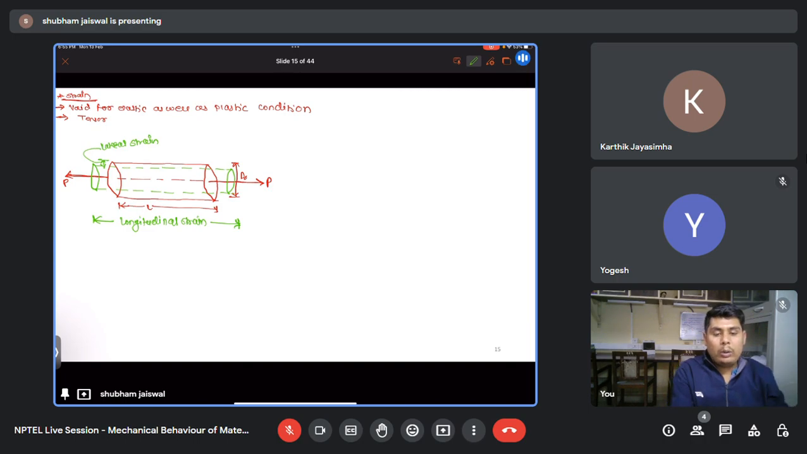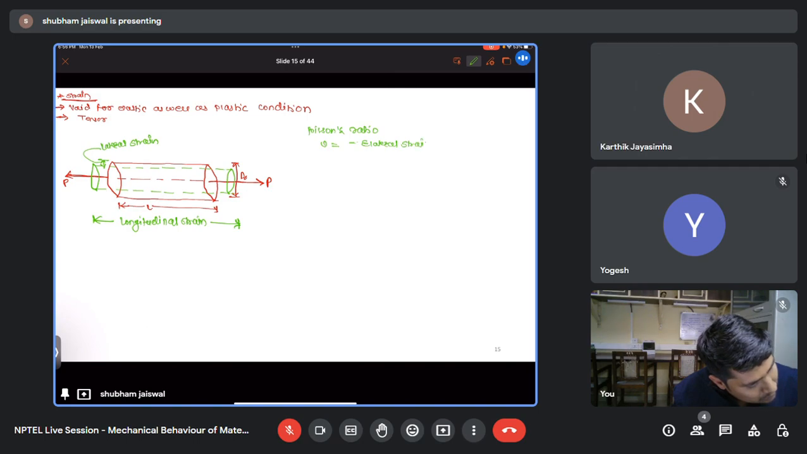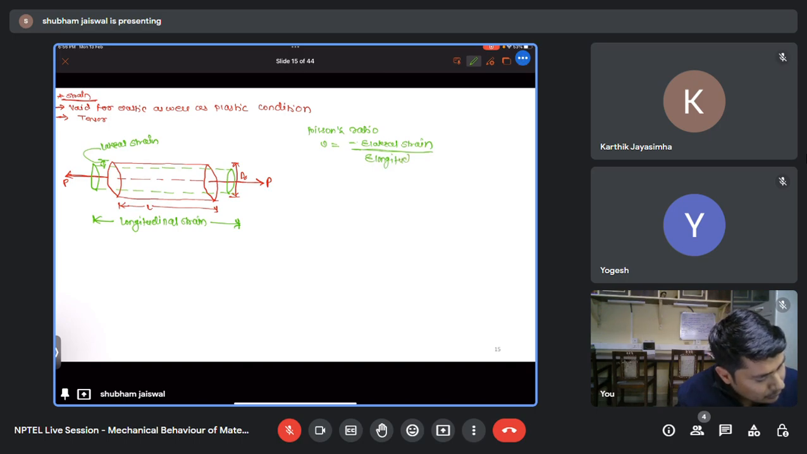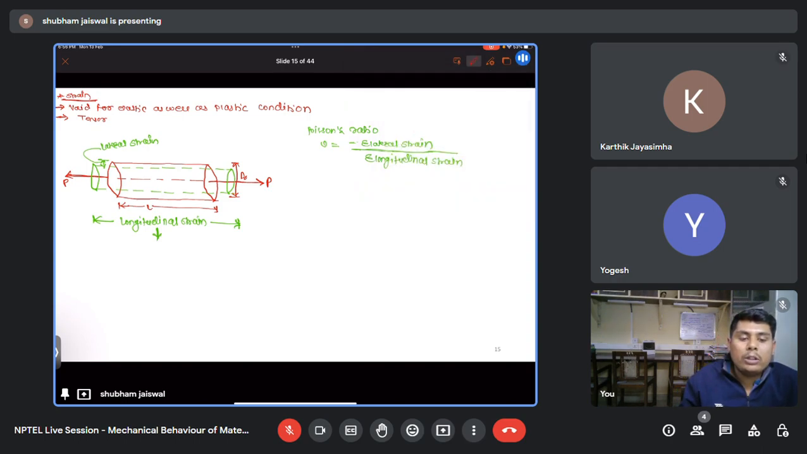Now, based on this condition, we have defined one term called Poisson's ratio. It is minus the ratio of lateral strain to longitudinal strain. Why are we calling this one longitudinal strain? Because the longitudinal increase in length is measured per unit length, and that's why we call it longitudinal strain.